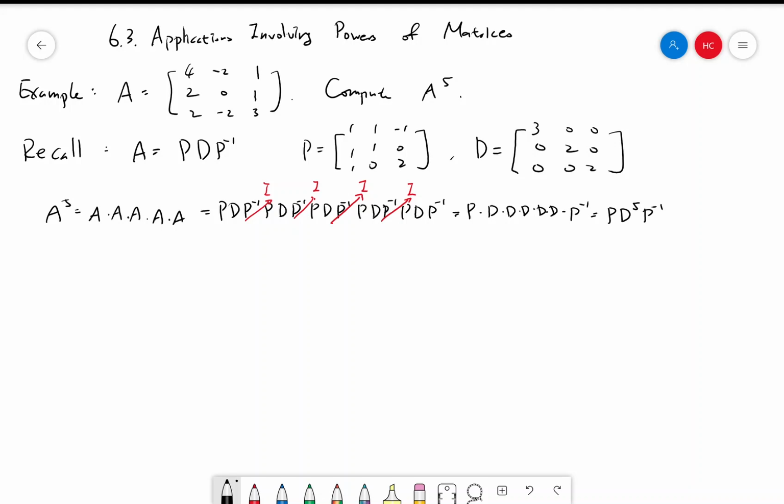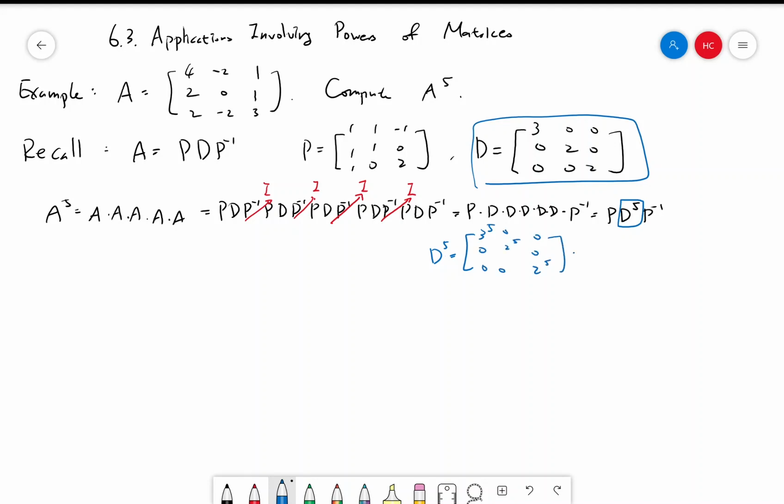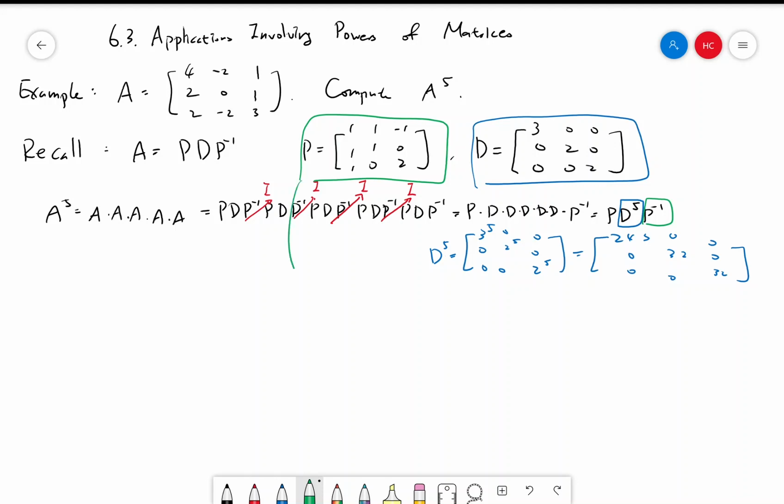We already know what P is. D is the diagonal matrix, so D to the 5th is really easy to calculate. You just have to take the 5th power of the diagonal entries. So this is 243, 32, 32, and 0 everywhere else. And P inverse might take a little time, but we know how to do this from before, so we do this on scratch paper. So P inverse is 2, negative 2, 1, negative 2, 3, negative 1, negative 1, 1, 0.